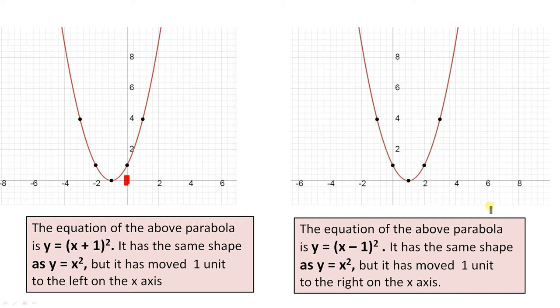Let's look at this parabola here. The equation of the above parabola is y equals (x minus 1) all squared. It has the same shape as y equals x squared, but it has moved 1 unit to the right on the x-axis. So it's moved 1 unit across, and here is the vertex there.